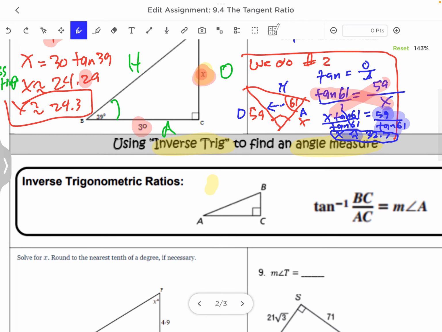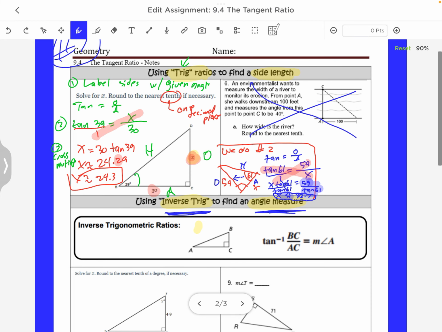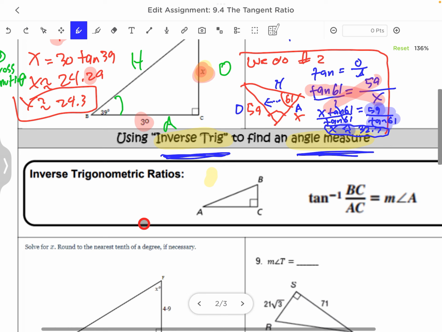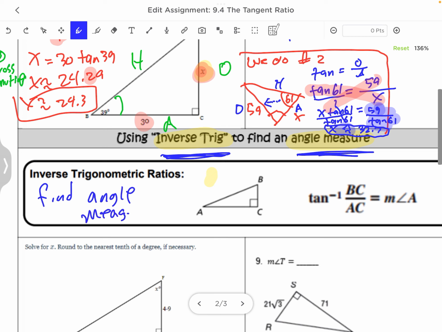If we're trying to find the side length, we're going to use what's called trig. Now this is a little bit different, but this is okay. We use inverse trig to find an angle measure. That's the difference: we use trig to find a length, and we use inverse trig to find an angle measure.